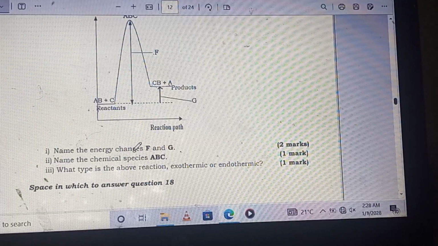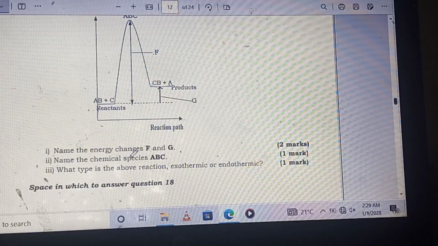Name the energy changes F and G. F is the energy change from reactant AB plus C to ABC, and G is from AB plus C to CB plus A. What do you think about that? As the correct answer, F is the activation energy, but G is the enthalpy change.